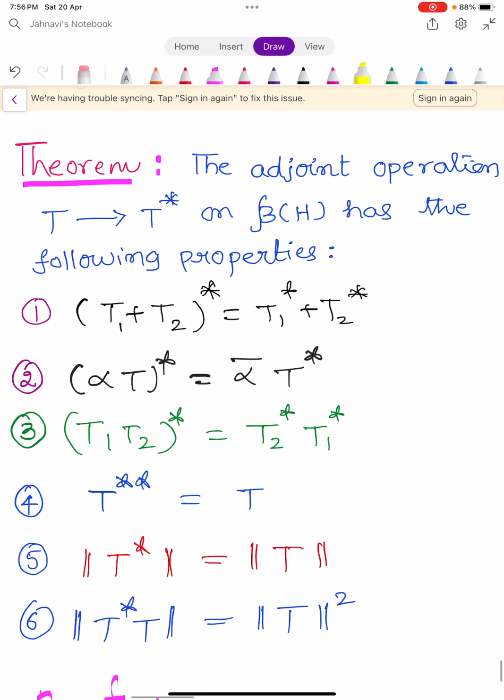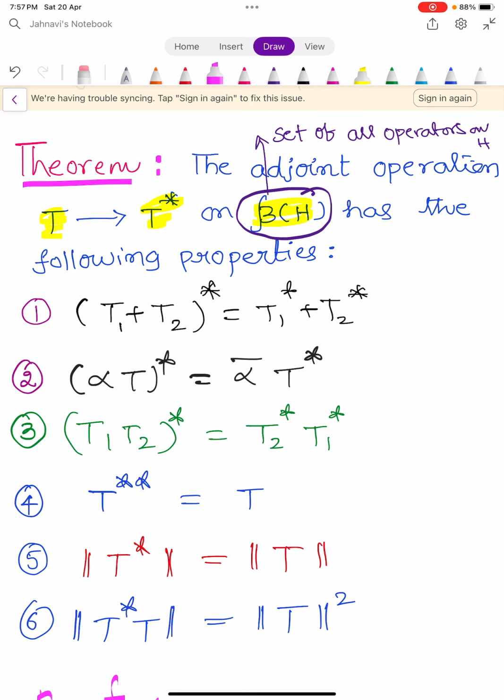This is known as properties of adjoint of an operator also. The adjoint operation capital T maps to T star on B of H. Here you learn this symbol B of H. B of H means script B of H. We read it as script B of H. Script B of H means the set of all operators defined on Hilbert space capital H.